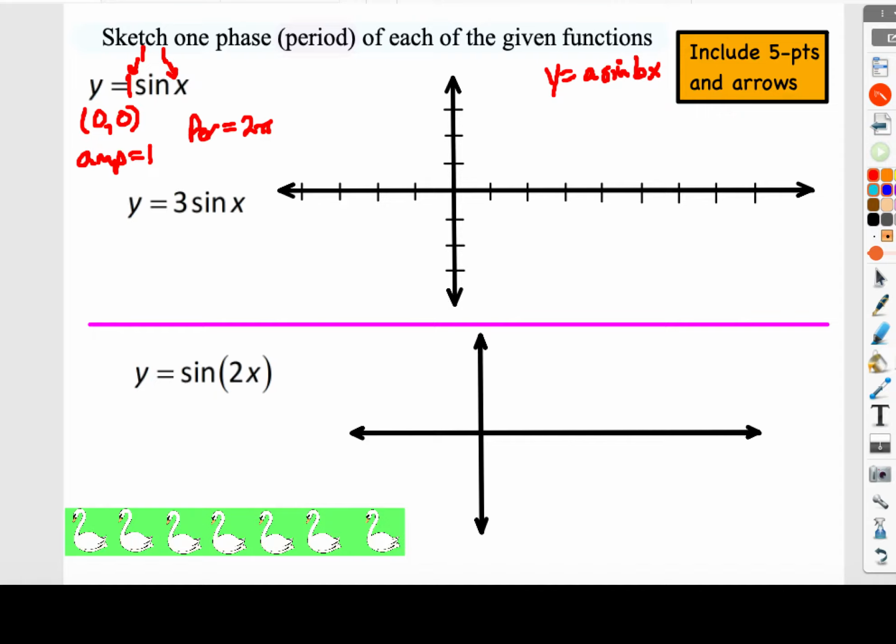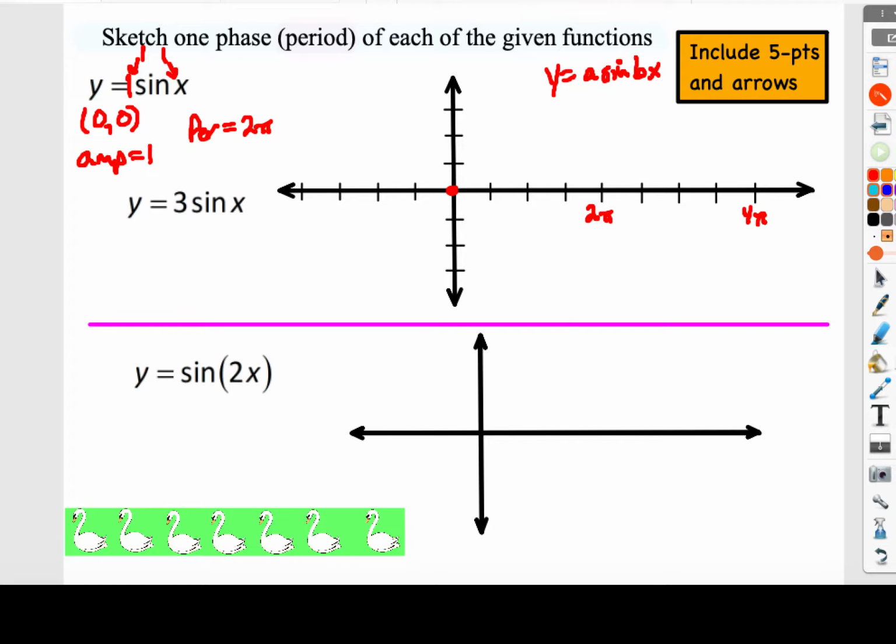So again, we're going to start at (0, 0). We're going to go 2 pi down the road. It's always a good idea, from where we start, to go 1, 2, 3, 4 tick marks, and I'm going to call that 2 pi. That's going to be 1 full period of my graph. If I wanted 2 periods, I'd go another 4 tick marks and call that 4 pi. Maybe we'll take advantage of that in just a second.